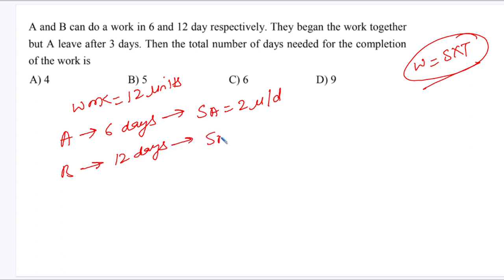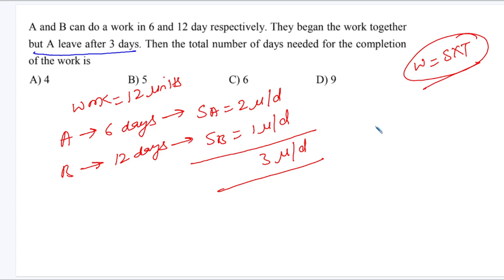Now, the speed of B is 12 units of work to be done in 12 days' time, so the speed comes out to be 1 unit per day. So the combined speed is 3 units per day for both of them together. At the speed of 3 units per day, they begin the work together, but A leaves after 3 days. That means they worked together for 3 days.